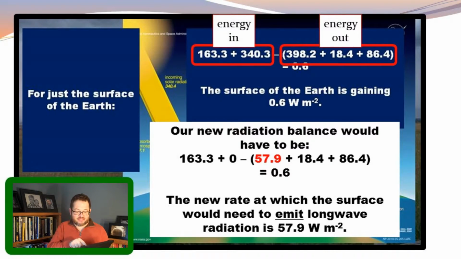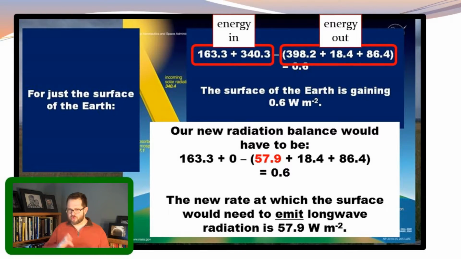To make this thing still balance out, I'm going to have to change that 398 watt per square meter term to 57.9 watts per square meter. That's the only way to make the math still work out. So apparently, if we didn't have greenhouse gases in the Earth's atmosphere and everything else stayed the same, the surface of the Earth would no longer be emitting 398 watts per square meter. It would be emitting roughly 58 watts per square meter.